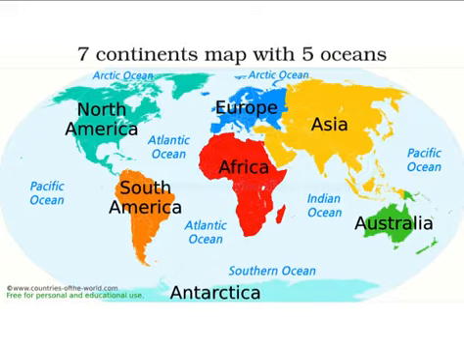7 continents with 5 oceans. So, as you know, there are 7 continents: North America, South America, Europe, Asia, Africa, Antarctica, and Australia. However, on the map that we have here, the green Australia is not completely accurate, but we'll get into that later on.